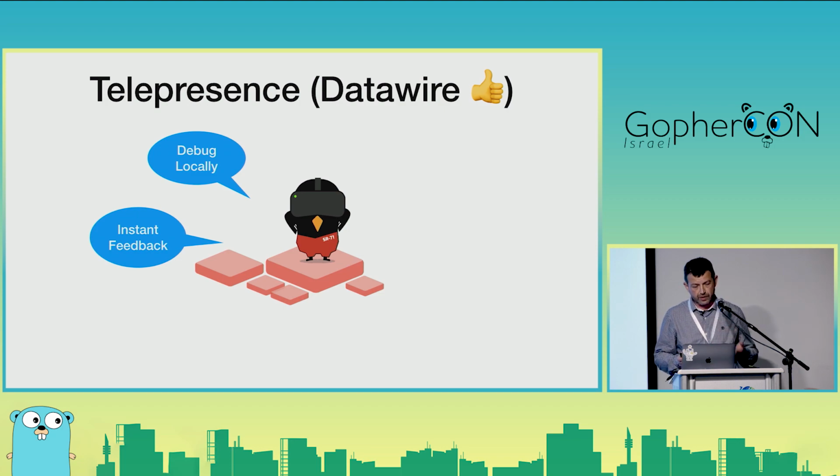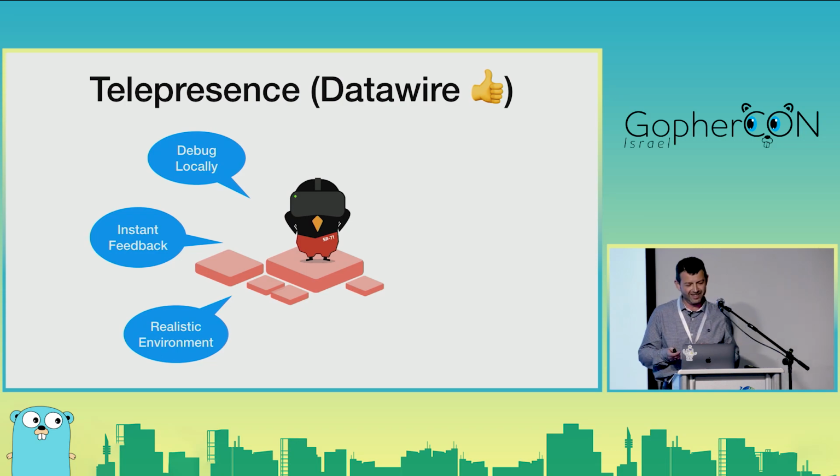You get instant feedback. Any change you do, you don't need to commit it to CI, build a Docker image, modify the deployment and patch Kubernetes, and all this thing I've done. You get a realistic environment, since you're developing in a real Kubernetes cluster. It can even be used to debug your production cluster. I don't recommend it, but actually you can.